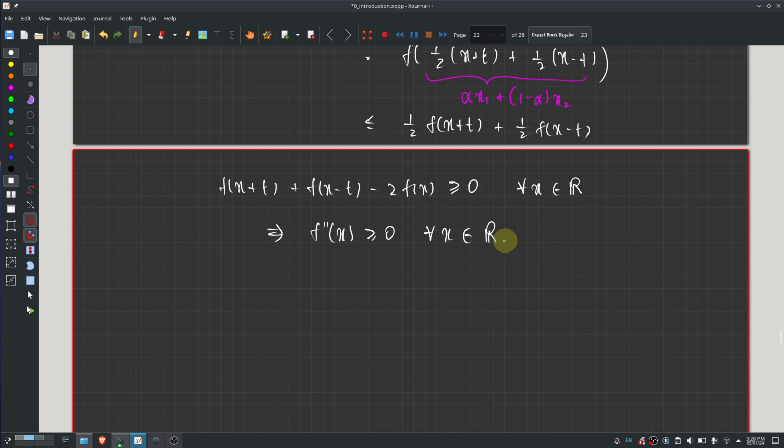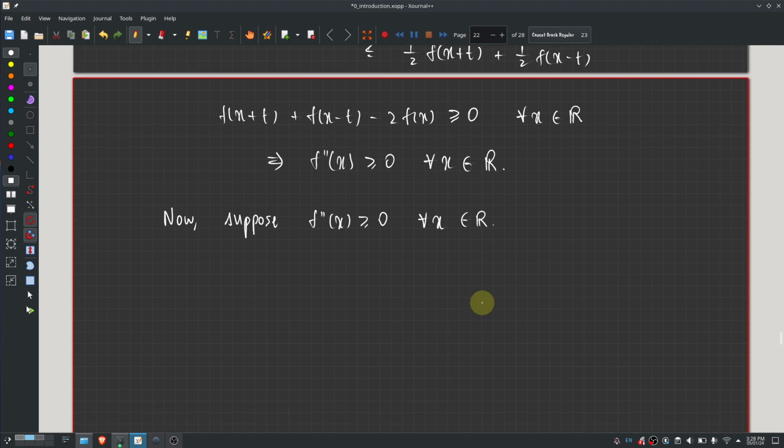Okay, so we proved one half of the result. So if f is convex, then the second derivative is always greater than or equal to 0. Now let's prove the second half. So let's suppose that the second derivative of some function is always greater than or equal to 0 for all x in R. Now we want to say something about the convex combination, right? I want to say something about alpha f of x1 plus 1 minus alpha f of x2 minus, let's say, f of alpha x1 plus 1 minus alpha x2.